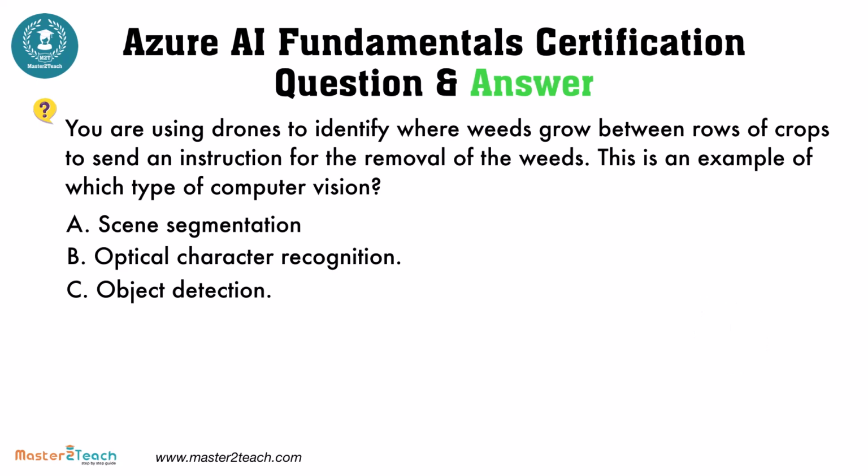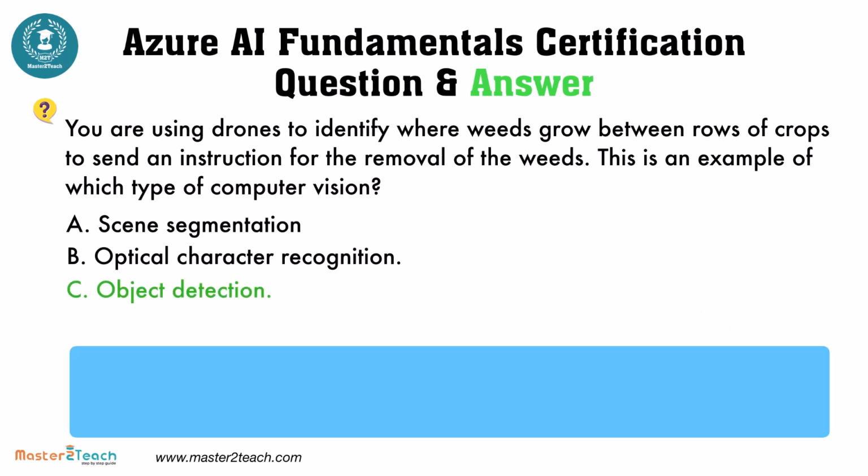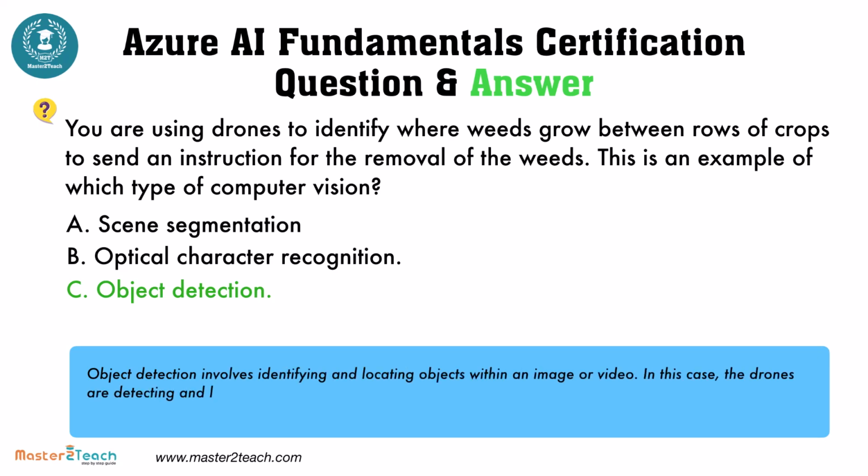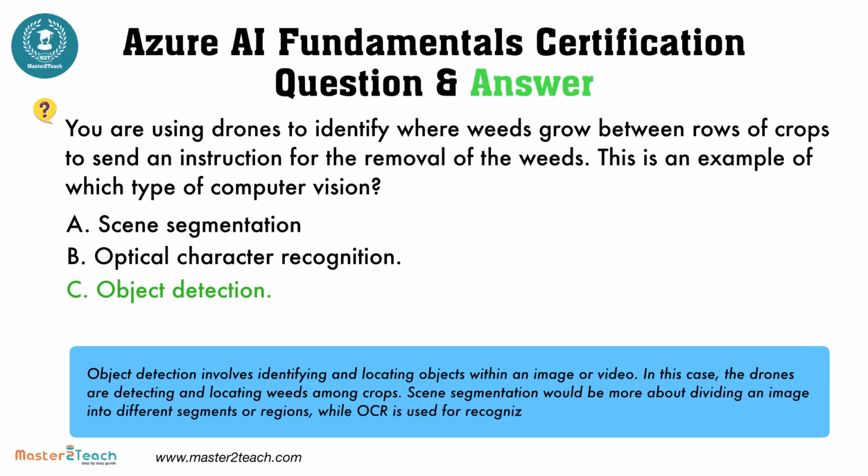The correct answer is object detection. Object detection involves identifying and locating objects within an image or video. In this case, the drones are detecting and locating weeds among crops. Scene segmentation would be more about dividing an image into different segments or regions, while OCR is used for recognizing and extracting text from images.